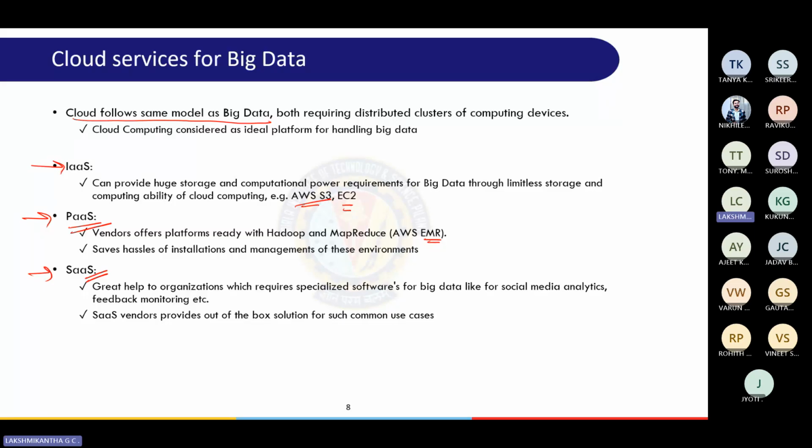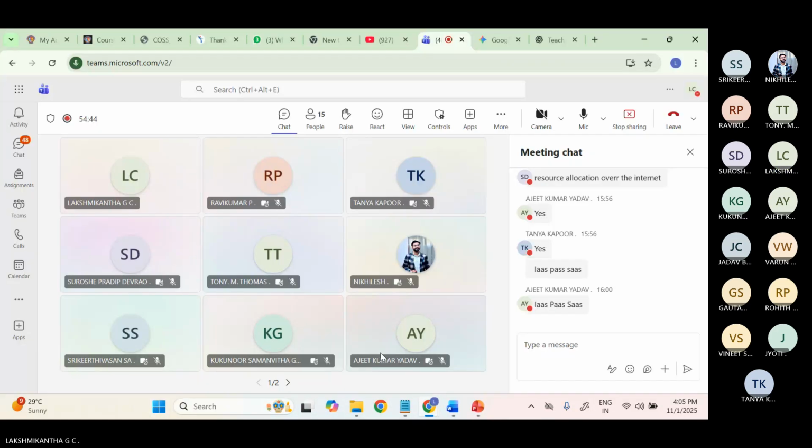Okay, let me take one example to explain this, guys. Imagine we have XYZ company. This XYZ company needs to monitor customer feedback and analyze sentiment from social media posts. So this is the problem statement. Guys, instead of building a whole analytics pipeline, they can subscribe to a social media analytics SaaS solution. Correct, no? Is this not interesting, guys? So this is the cloud services for big data. I hope everyone understood all these 3 points clearly. Is this clear?